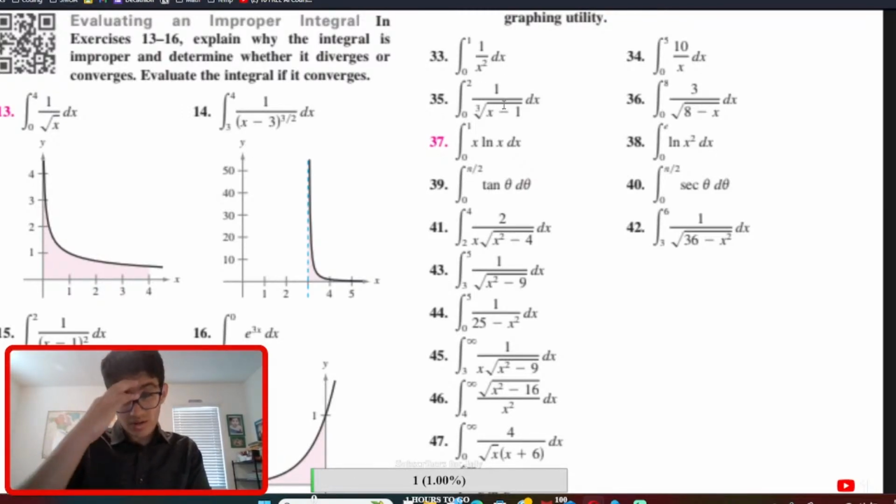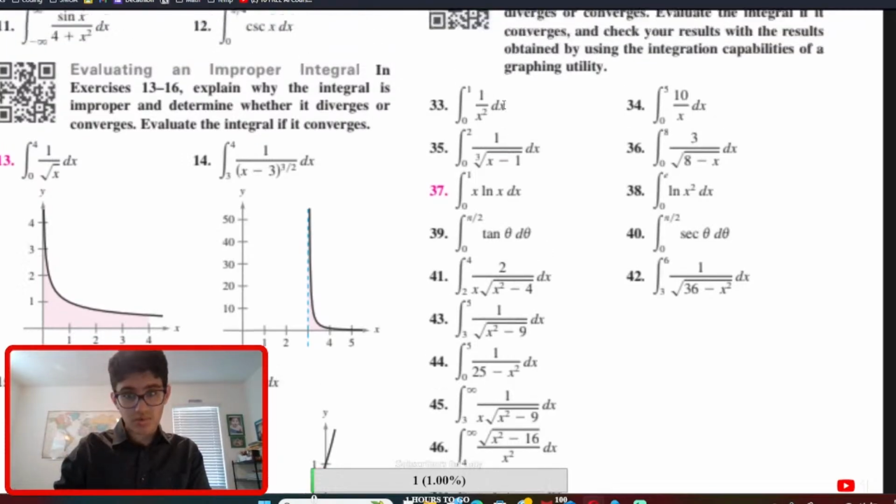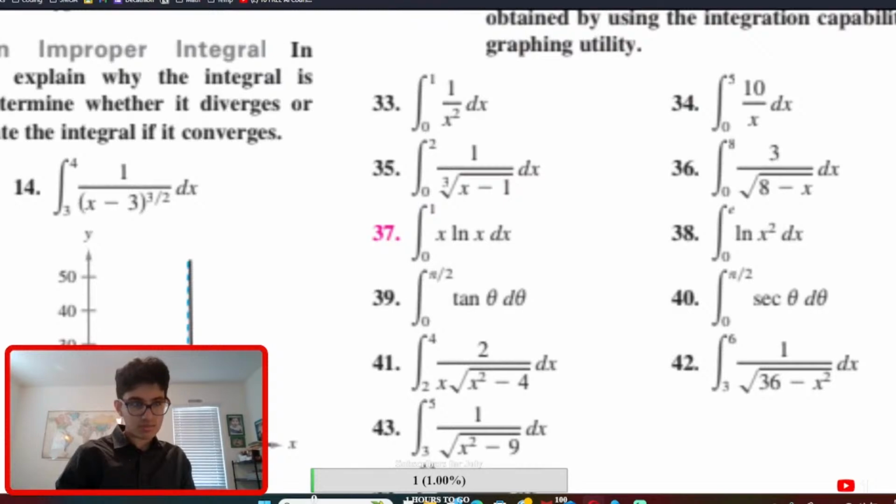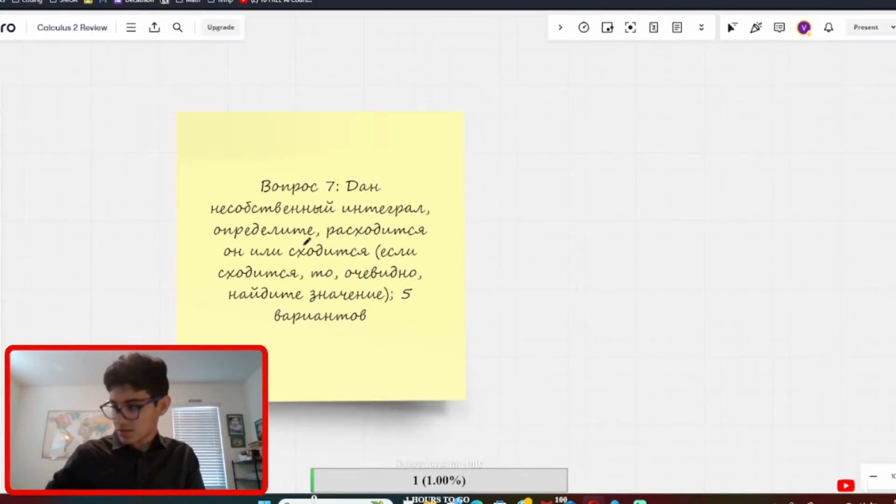Second one will probably, I think the second one isn't even, wait. Oh yeah, at 1 it'll diverge completely, so you have to break that up into two different integrals, from 0 to 1 and then from 1 to 2. Let's try this one. It's got a special color on it, so this might be a good question. 0 to 1 x natural log of x.